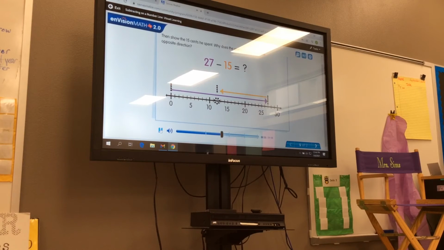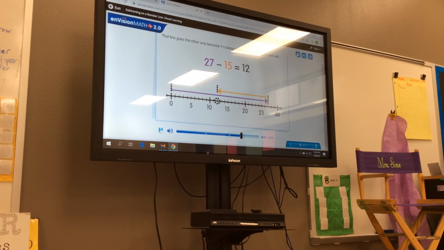Then, show the 15 cents he spent. Why does the orange line move in the opposite direction? Sydney. Because we're subtracting, so you need to go back. Very good. That's 12. That line goes the other way because it is being subtracted. Grant has 12 cents left.